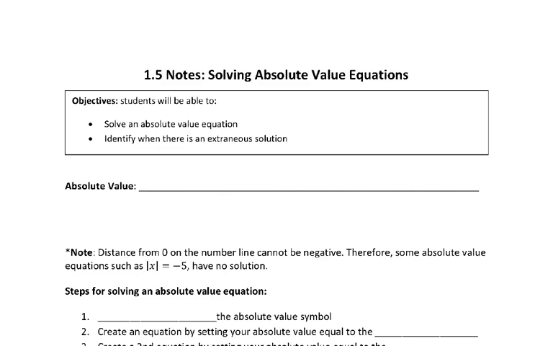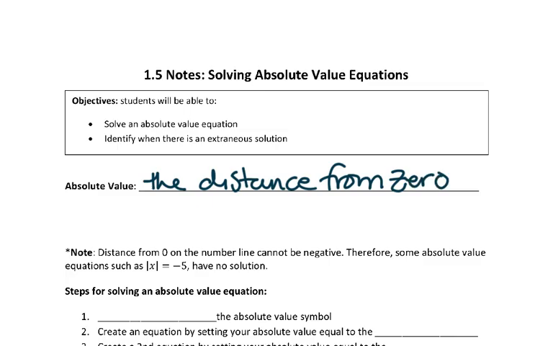Today's lesson, we're going to solve absolute value equations. We'll also be able to identify when there is an extraneous solution. So absolute value, that's going to be the distance from 0. Now, when we do that, remember, distance can't be negative.